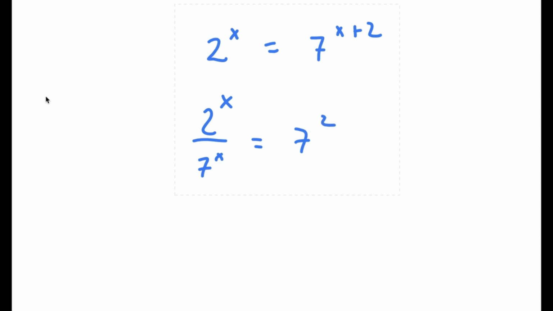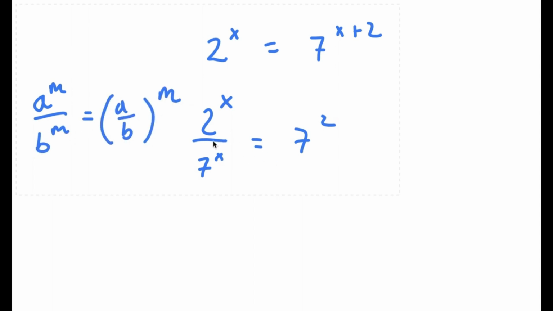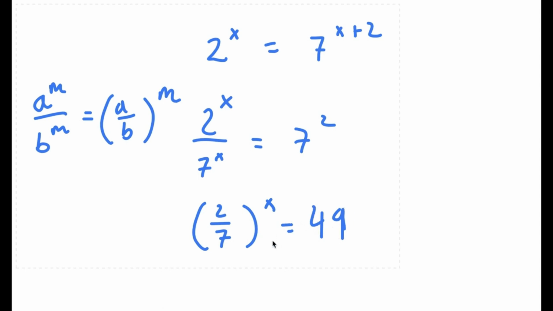Now, if I have something in the form a to the power of m over b to the power of m, this is equal to a over b to the power of m. So 2 to the power of x over 7 to the power of x, that's going to equal 2 over 7 to the power of x, which is equal to 7 squared, which is 49. So now to solve this, I'm going to take the log on both sides. So now I have log of 2 over 7 to the power of x is equal to log 49.